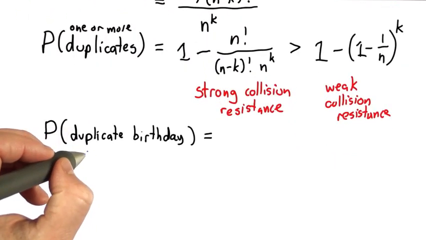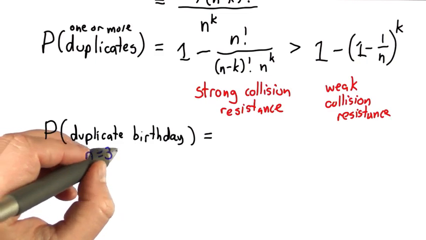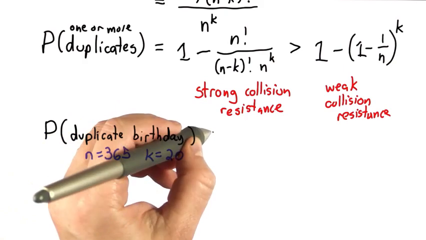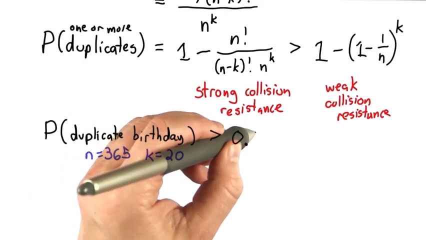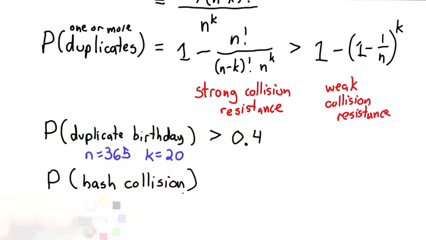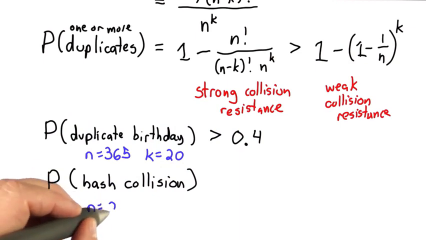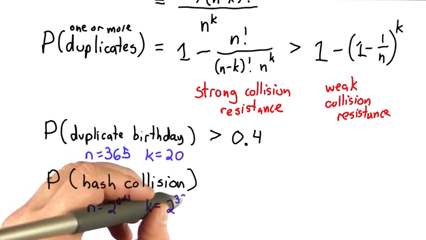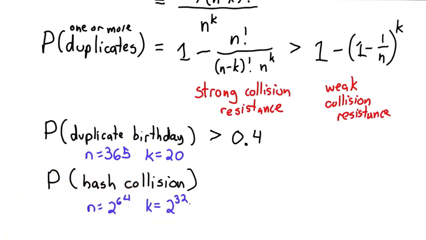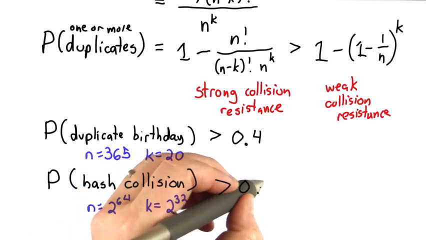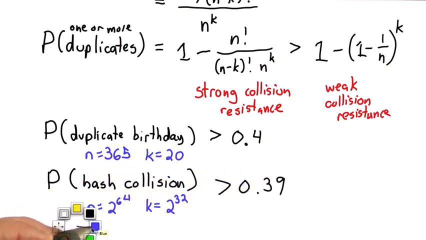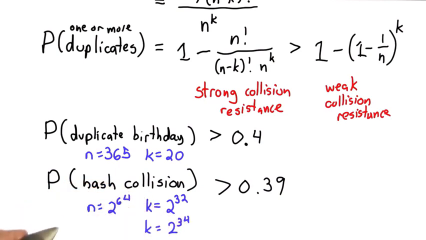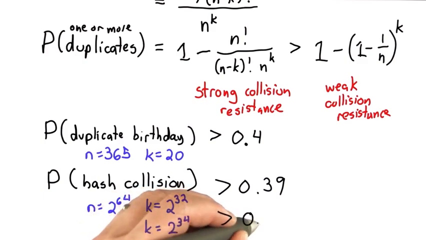Instead, we need to use approximations to do this. But to give you some idea what the results are like, if we have the duplicate birthday question where we have 365 days and 20 people, the probability that there's at least one duplicate exceeds 0.4. If we're thinking about hash collisions, if we only had a 64-bit hash and our attacker was much weaker than the one we hypothesized, let's say they can only do 2 to the 32, that's already almost a 40% chance of success. This success goes up quite quickly. If the attacker can do 2 to the 34 hashes, then the success probability is very close to 1.